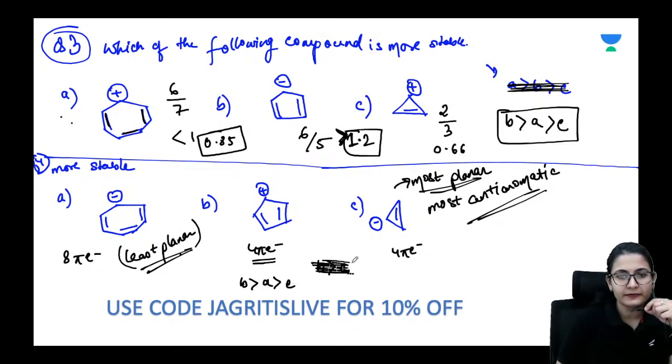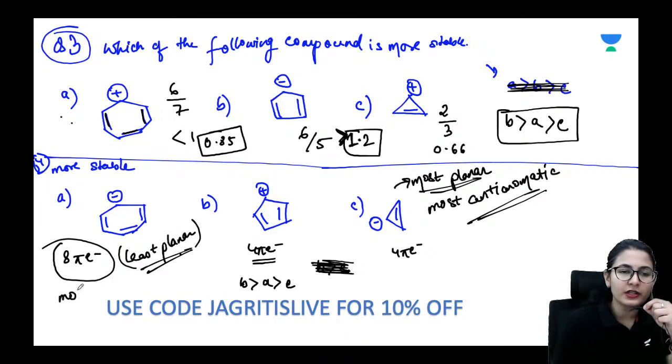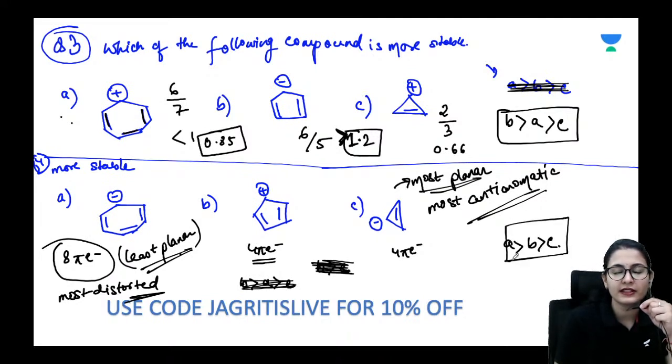You can write it like this. Once again, all right, you can also consider that it has more electrons, but this is going to be the least planar. It can be most distorted. Maximum distortion it could make, so least delocalization. So you can also consider this answer, right? A is greater than B greater than C. You can consider this also, this is correct.